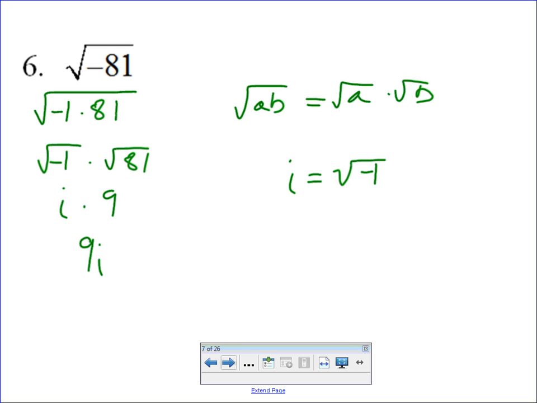Most of us will not do all the steps. We'll just simply go right from here to putting the i out front, and then the square root of 81 is 9, and we'll go 9i. And that's fine. I'm just showing the underlying math that's going on.